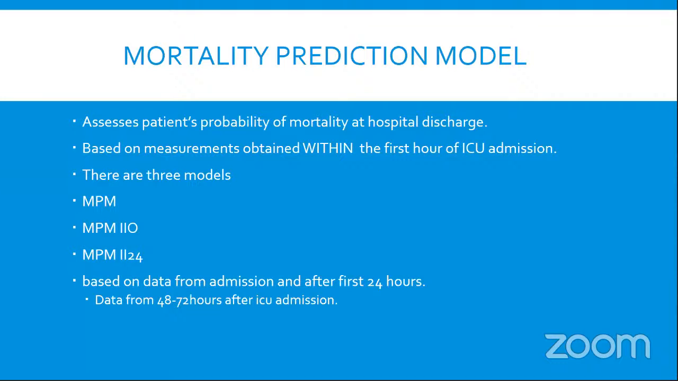So what's the mortality prediction? Some books call it the mortality probability model. What it does is assess the probability of a patient dying in hospital. When you expect the patient to be discharged, what is the probability of the patient dying? That's what the mortality prediction model does. And it's based on measurements obtained in the first 1 hour of ICU admission.